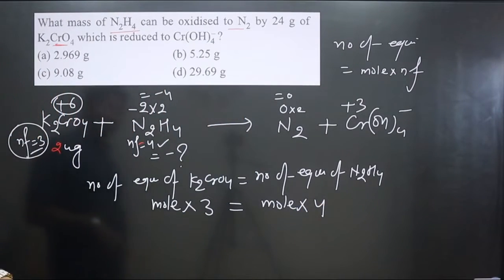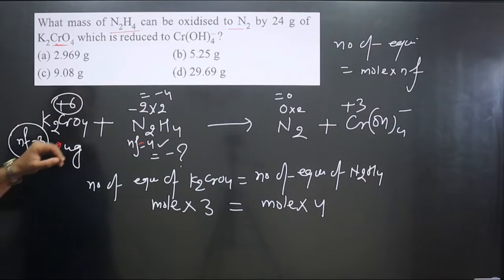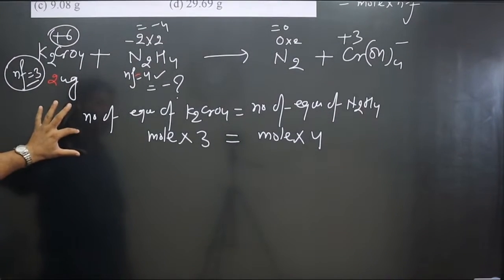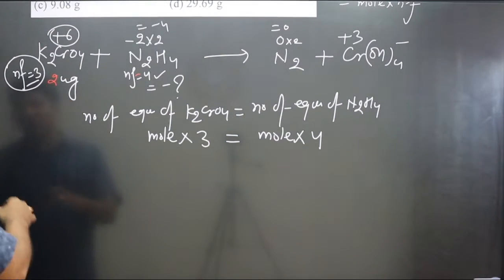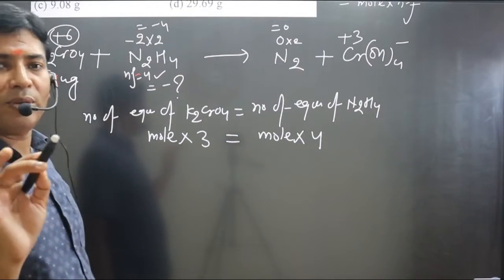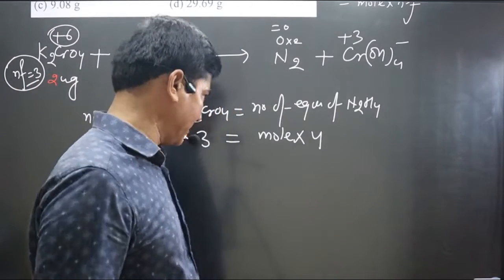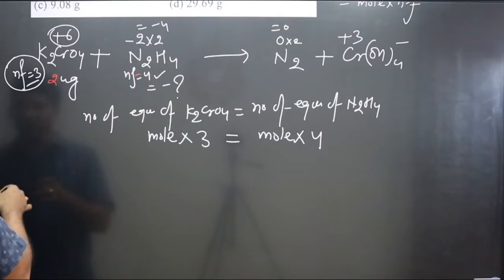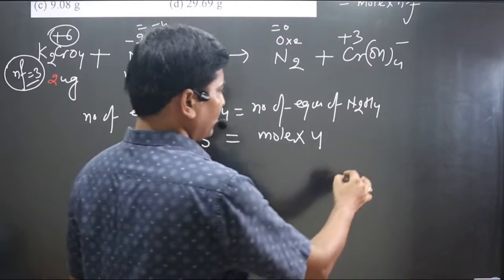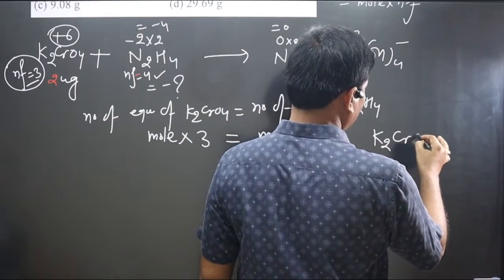Now pay attention here. The mass of K2CrO4 is given here. What is the mass given? 24 gram. The mass can be converted into moles, because mole is equal to mass by molar mass, and the molar mass we can calculate. What is the molar mass? Let's calculate. We have K2 and CrO4.